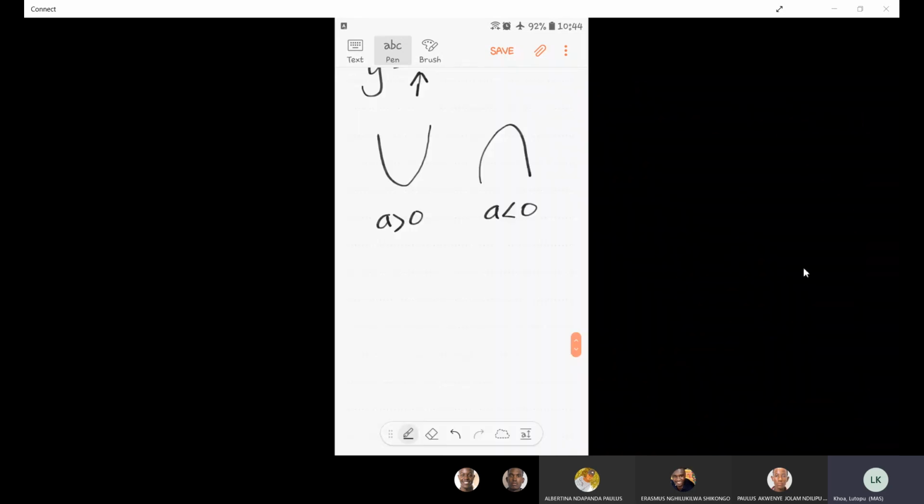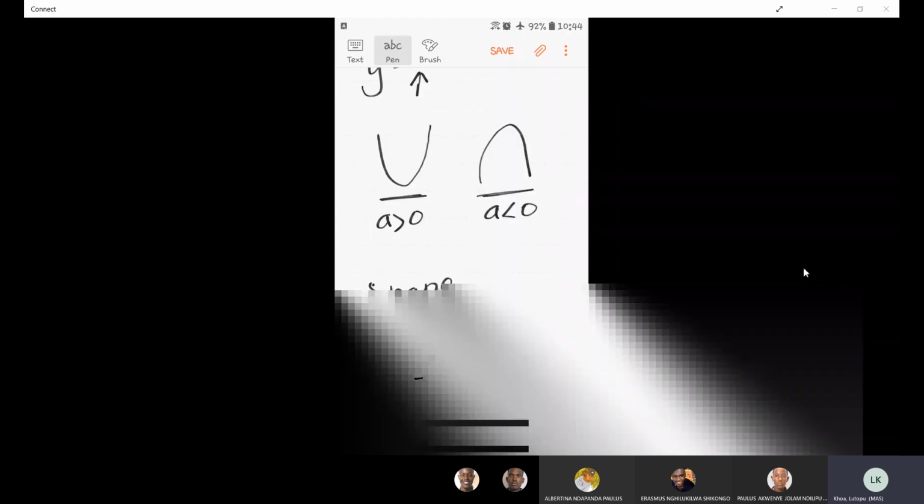Now, when you're sketching a parabola, there are a few things that you need to tick off or check to make sure that you have drawn your parabola correctly. The first one is the shape. So this will be, does it open upwards or does it open downwards? Then you have to indicate your maximum or minimum turning point. And then we have the y-intercept.